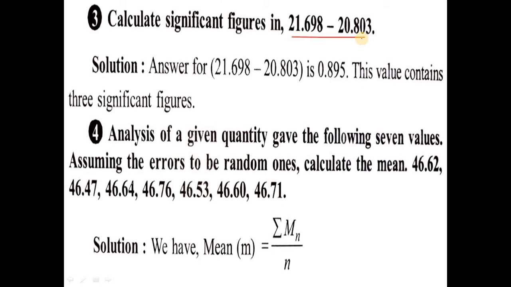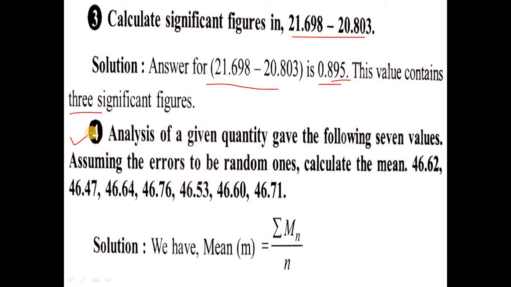Then calculate the significant figures in this problem: 21.698 minus 20.803. When we subtract these two values, we get 0.895. So this value contains 3 significant figures.